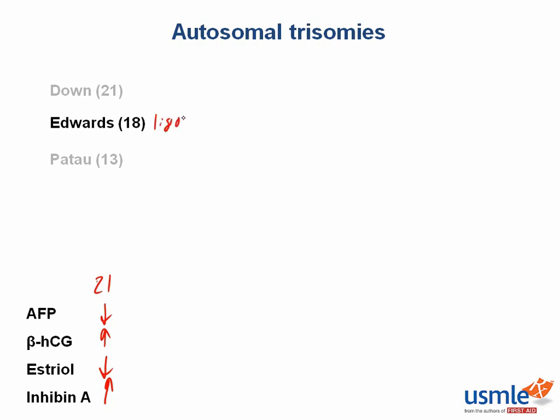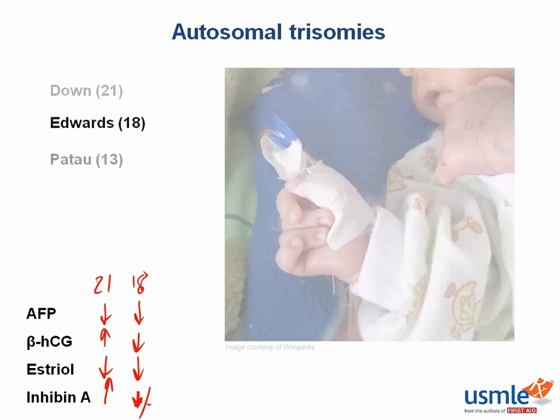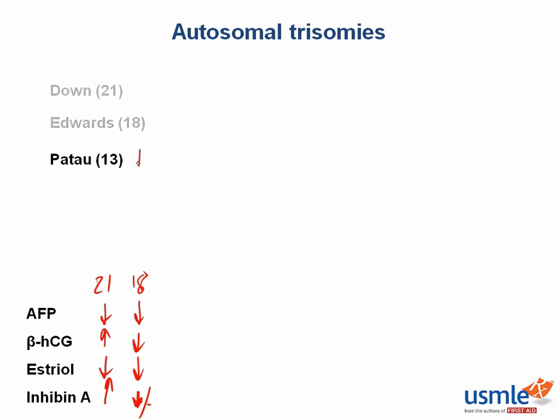It's much more severe than Down syndrome, and patients have severe intellectual disability, rocker bottom feet, small jaws and low set ears, clenched hands like you can see here, a prominent occiput, and congenital heart disease. These babies are usually born alive but die within 1 year of birth. On the quad screen, maternal serum is usually low for all 4 of these markers, although inhibin A can also be normal.